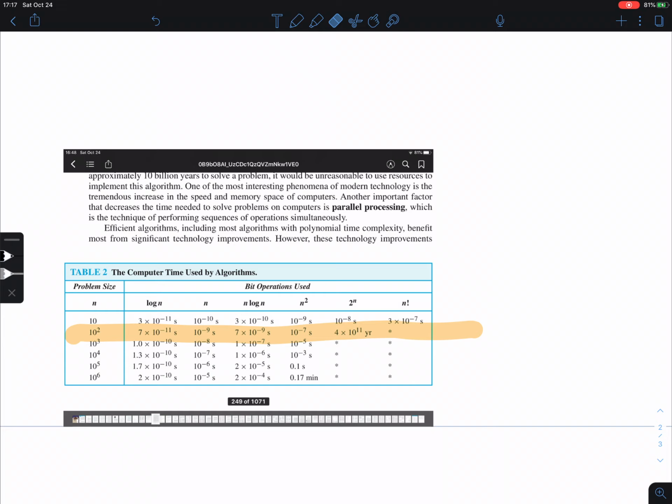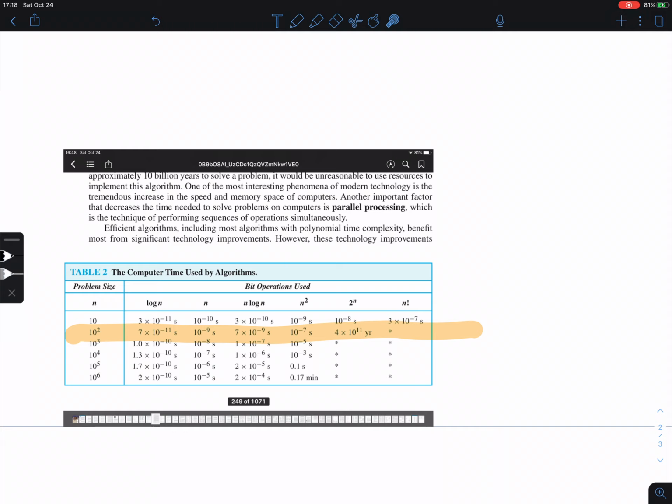Notice that a very unexpected thing is happening here. 10 squared, 100. No biggie. If I do even quadratic time, it takes me 10 millionth of a second. Nothing. Exponential, oh dear. 10 to the 11th. Years, not seconds, years.